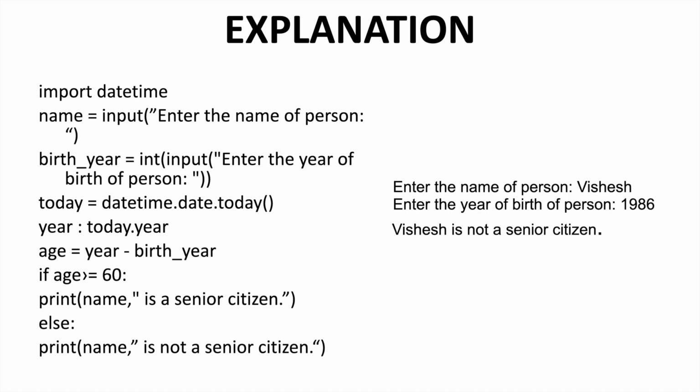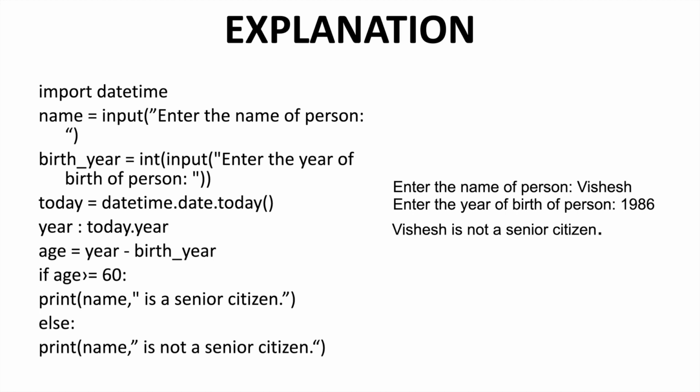When I enter it, it will be stored in the variable birth_year. This is the variable where my year of birth is stored. Only one thing you can see here: int of input I am using. Why am I using it? I told you, whatever Python accepts as input will be a string by default. I need to convert my date of birth into an integer. That's why I'm using int.